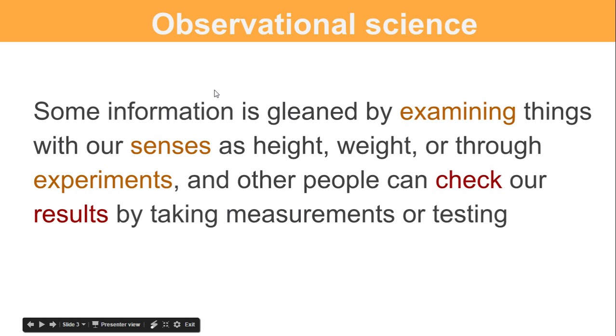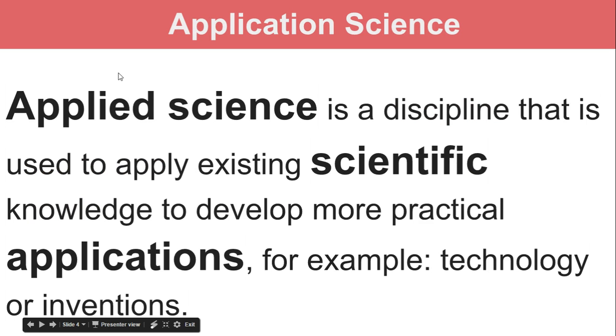And what's observational science? When the information is gathered by examining things through our senses, measurements of experiments, and when other people can check our results doing the same thing, we have observational science. And the method we use in observational science is the scientific method, and we're going to talk about that later. And we have applied science, that is a discipline that is used to apply existing scientific knowledge to our benefit. For instance, technology, different inventions are applied science.